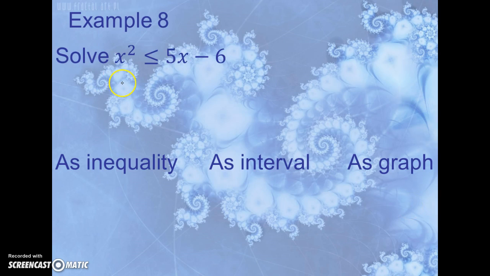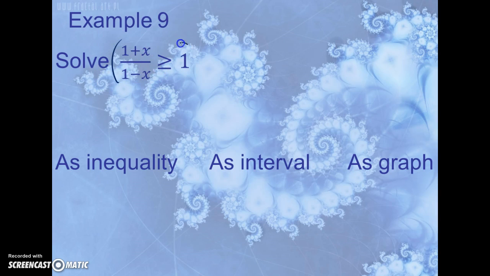So again, I get a quadratic. We saw these before. I don't really have time to be able to do another one. This guy's a little bit different. Again, when you've got fractions you don't like, multiply by the common denominator. That's going to leave me with 1 plus x is greater than or equal to 1 minus x.